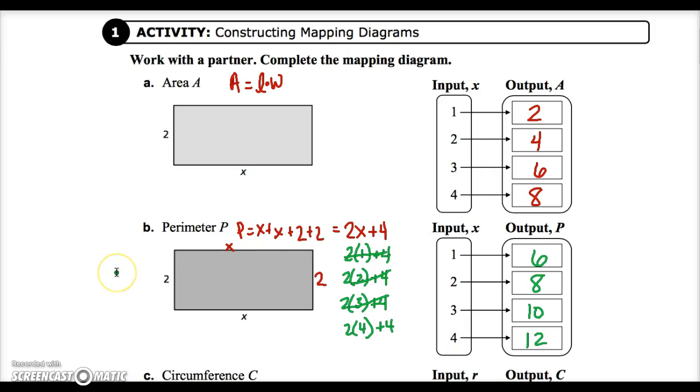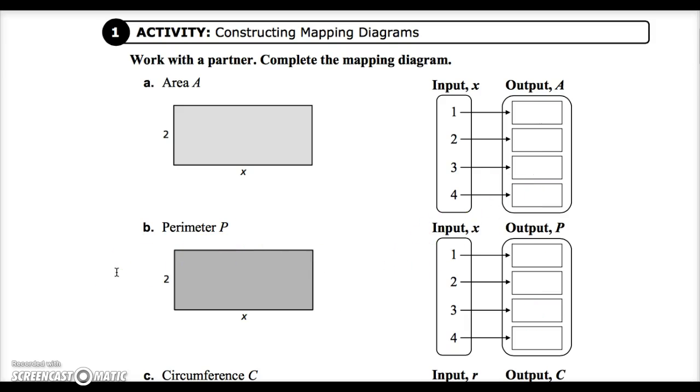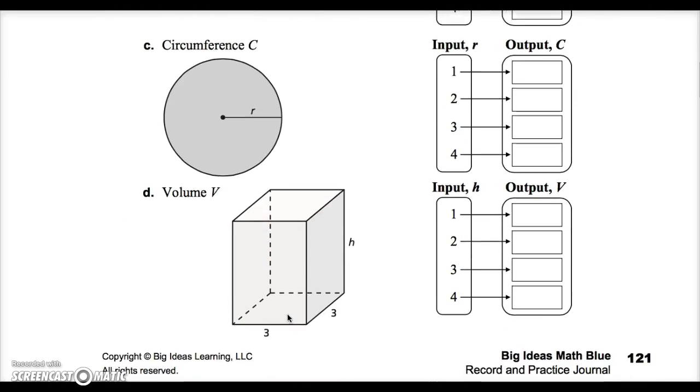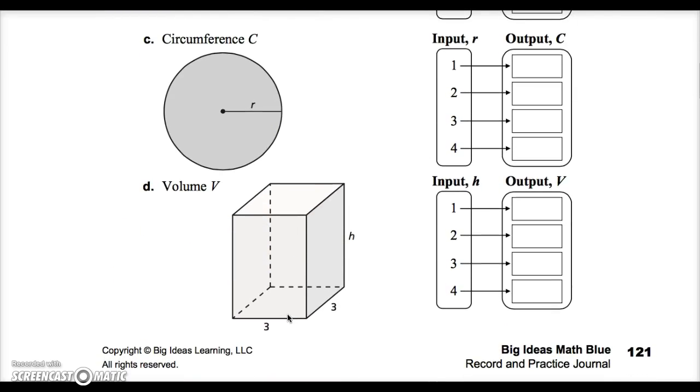On part C, they are asking us for the circumference of a circle. Okay, and the circumference of a circle is 2 times pi times r, which is the radius, the distance from the center of the circle out to the outer edge. Now notice on your input column, they are labeling that as r. This is what your radius would be. So if your radius was 1, what would the circumference be?